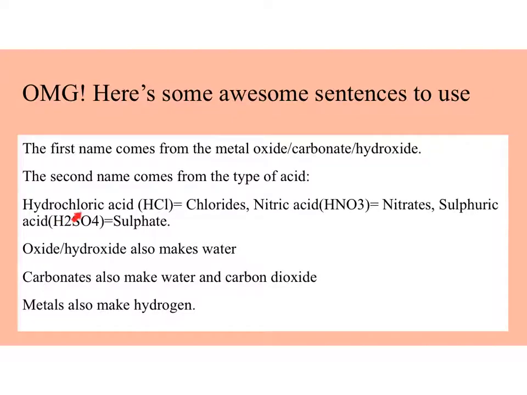There are 3 types of acids that you need to know for year 11 chemistry. Hydrochloric acid, HCl, you need to know the chemical formula, becomes chlorides. Nitric acid, which is HNO3, becomes nitrates, and sulfuric acid, H2SO4, becomes sulfates. A little bit of a mistake there, so little 2, little 4. Oxides and hydroxides also make water, so you do acid plus a base equals salt plus water. Carbonates make water and carbon dioxide. Metals make just hydrogen, so a metal on its own makes just hydrogen.